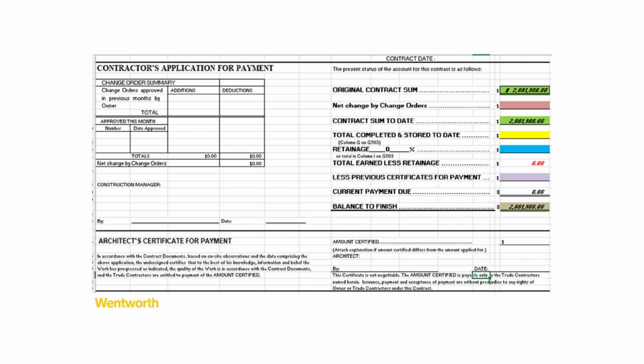So the total completed and stored to date is entered in the yellow cell on the AIA cover sheet. This number comes from the bottom of column G on your schedule of values and represents all work completed and materials stored through this period.